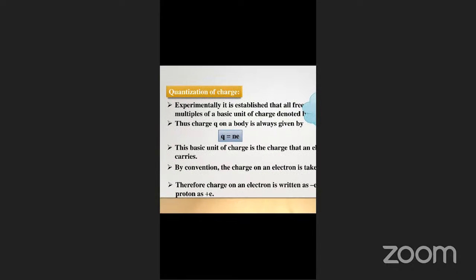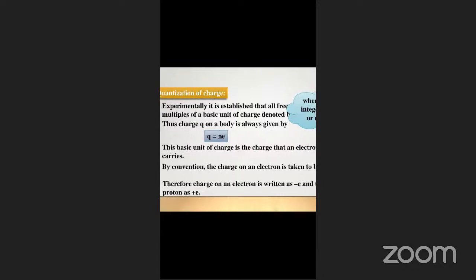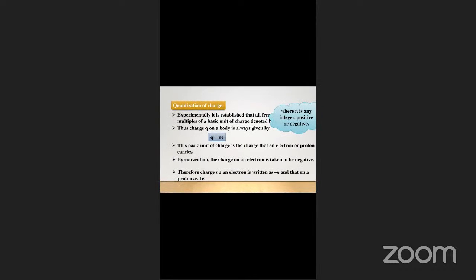Sorry for the disturbance. Experimentally, it is established that all free charges are integral multiples of a basic unit of charge denoted by small e. Where n is any integer, positive or negative. Next point, the charge Q on a body is always given by Q is equal to n e, or Q is equal to plus or minus n e.